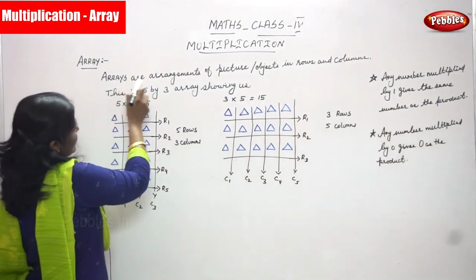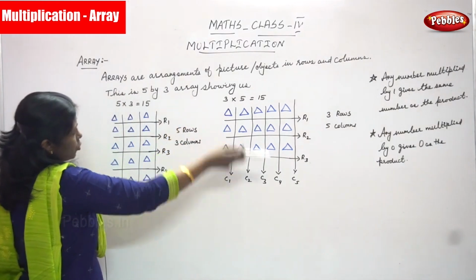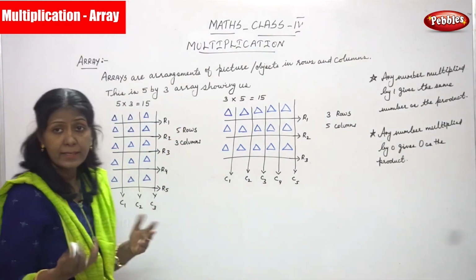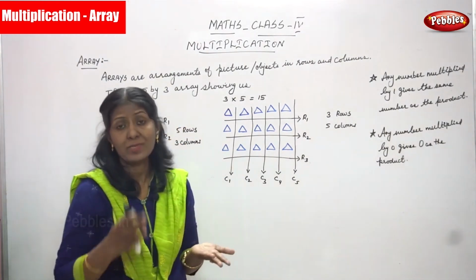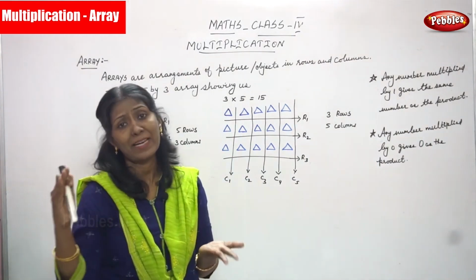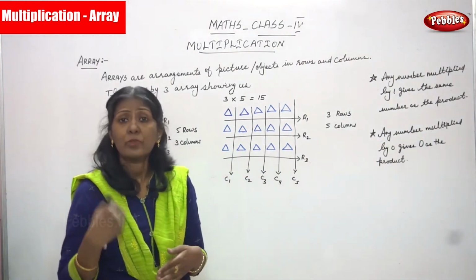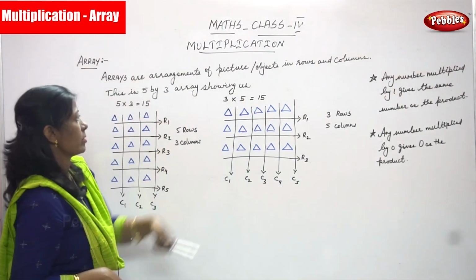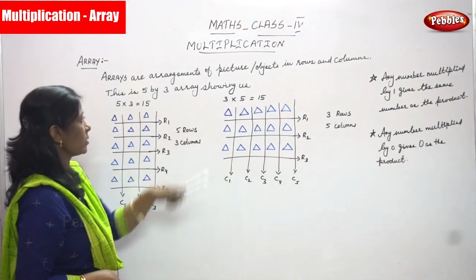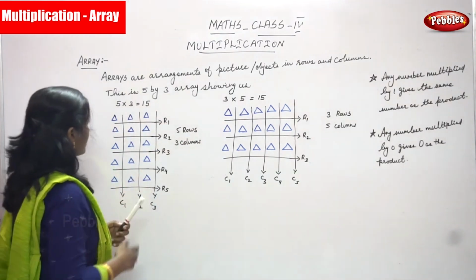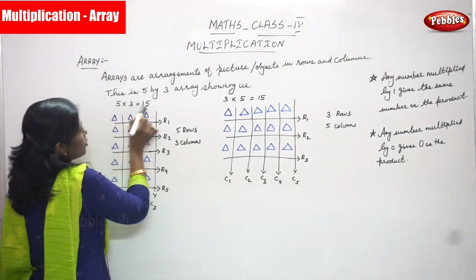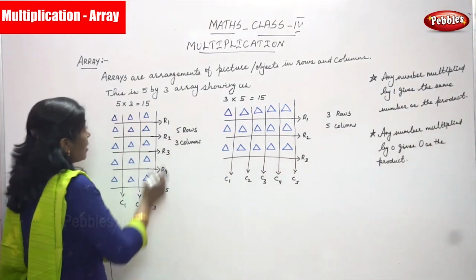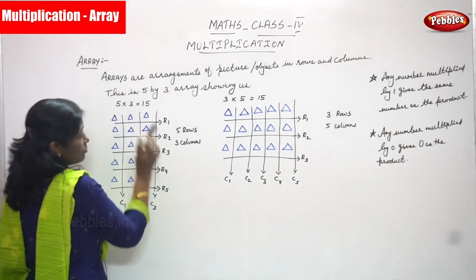Again I'll repeat: arrays are arrangements of pictures and objects in rows and columns. Any kind of object or picture arranged in rows and columns is called an array. For example, this is a 5 by 3 array. The object is a triangle. So 5 into 3 is equal to what? You get 15. 5 and 3 are factors and 15 is the product.